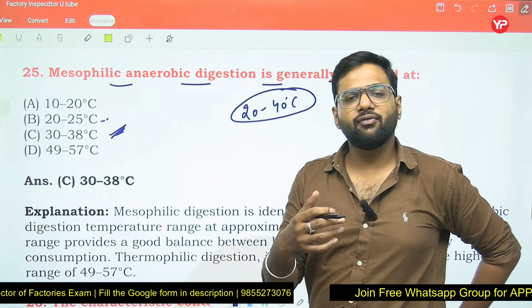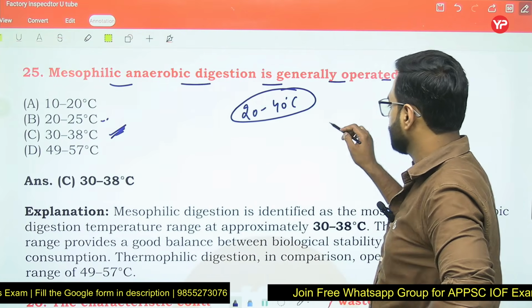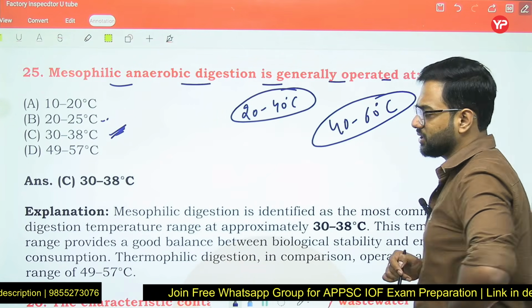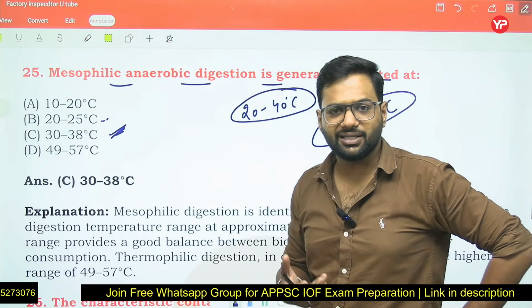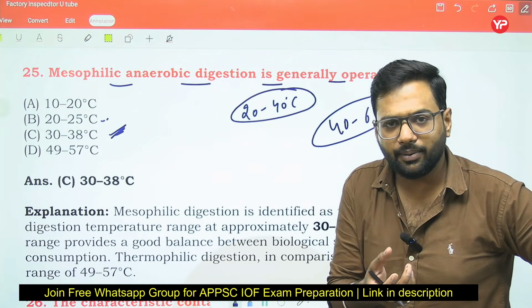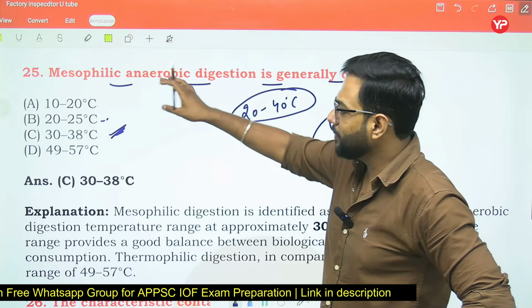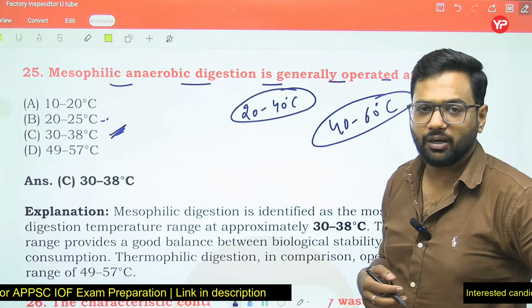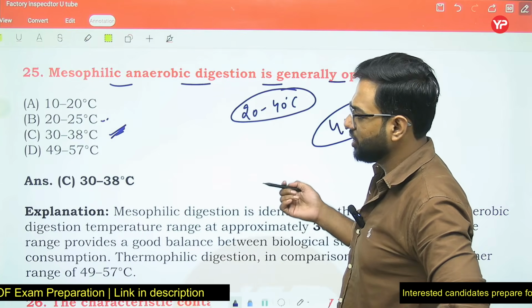But also, if we elevate this temperature to around 40 to 60 degrees Celsius, so we keep the temperature of the digester during the decomposition at 40 to 60 degrees Celsius, then this digester is termed the thermophilic digester. Now it is the mesophilic digester, but when you keep the temperature higher, then it will be termed the thermophilic digester, 40 to 60 degrees Celsius.